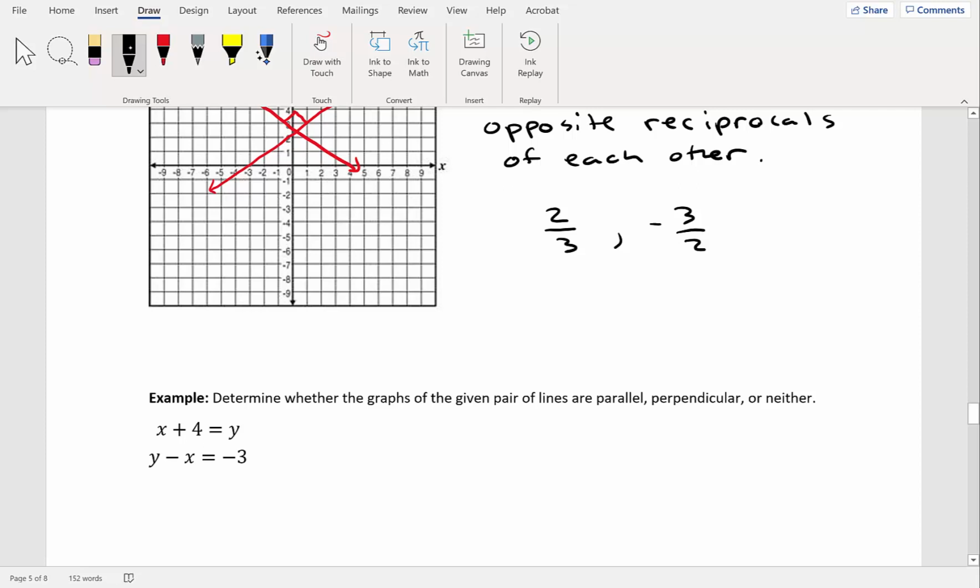Let's take a look at an example. Determine whether the graphs of the given ordered pair of lines are parallel, perpendicular, or neither. In order to figure that out, we're not going to graph each one and see if they ever intersect. All we have to do is figure out what the slopes are. If the slopes are the same, they're parallel. If the slopes are opposite reciprocals, they are perpendicular. If neither of those conditions is satisfied, they're neither parallel nor perpendicular.